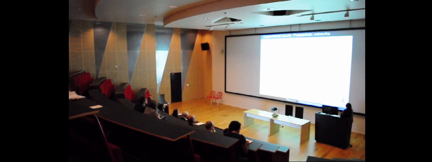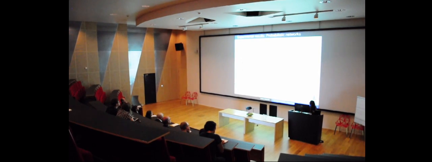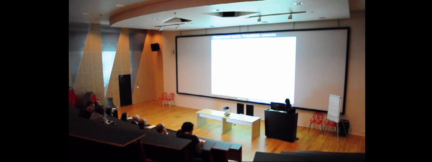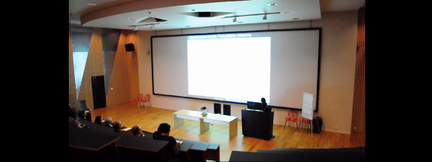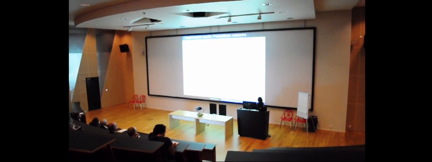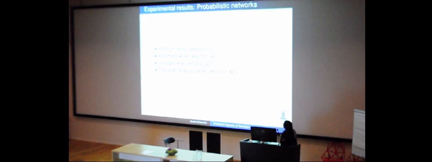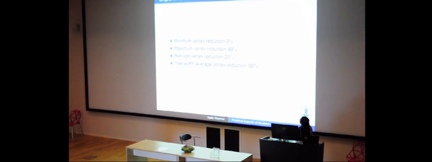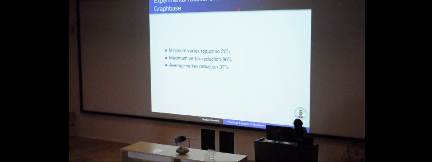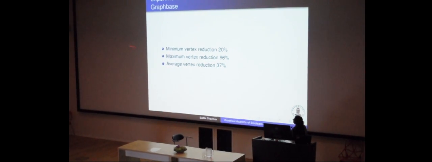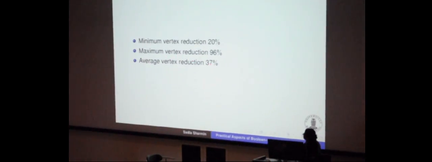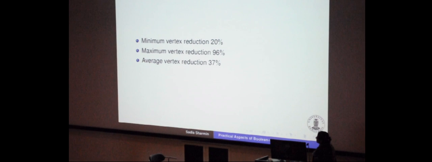And we tested this one experimentally on graphs from probabilistic networks. The minimum vertex reduction was 0%, maximum was 48%, with an average of 20%. And for the same set of graphs with few pre-processing rules, the average vertex reduction was 50%. And for this graph, the minimum vertex reduction was 20% and maximum was 96% and the average was 47%.